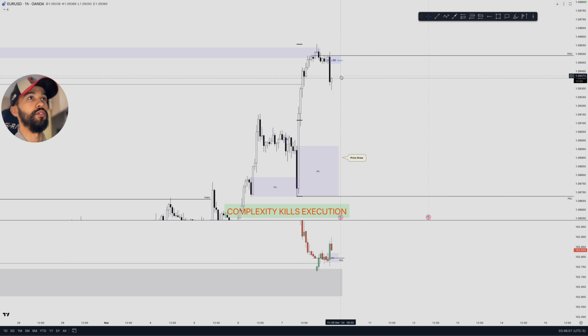Okay, so yeah, we have our 1 hour POIs on each side. Hopefully they both survive and it will be a good POI to look for sales from. So let's go down to the M15 and see what opportunities we have for today.